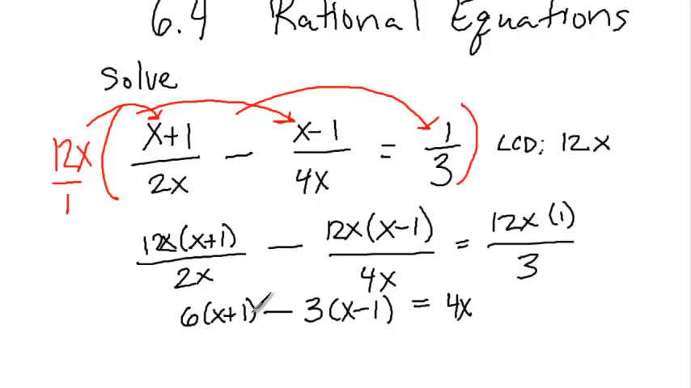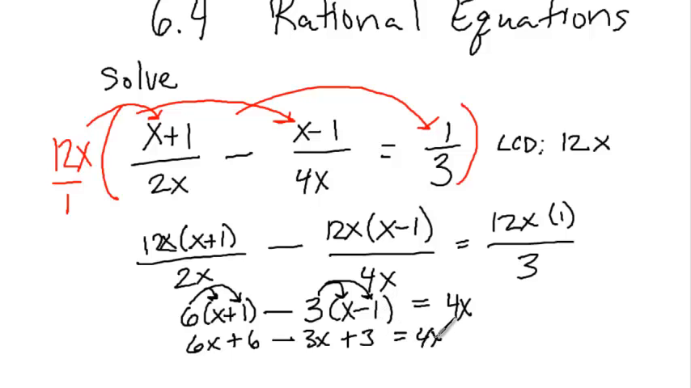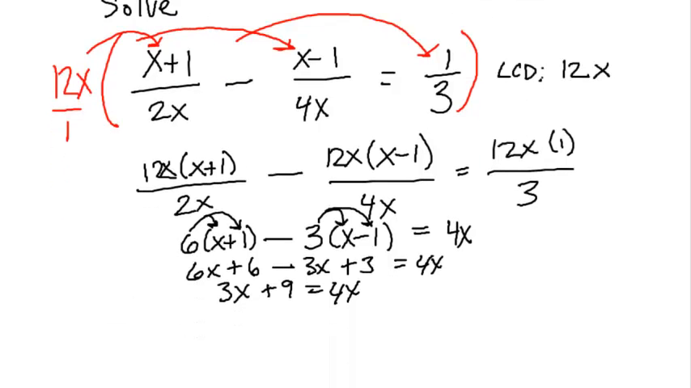Now what we're going to do is distribute and simplify. So if we distribute the 6 and distribute the negative 3, we get 6x plus 6 minus 3x plus 3, because a negative times a negative is positive, equals 4x. Then we're going to combine like terms, so we have 6x minus 3x, which is 3x, and 6 plus 3, which is 9, equals 4x. I'm going to scroll my screen, so I don't have to write so small.